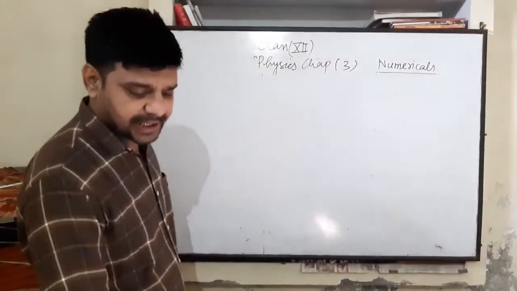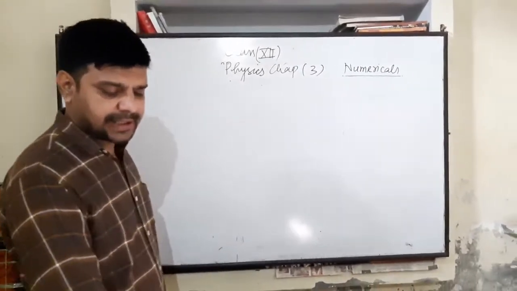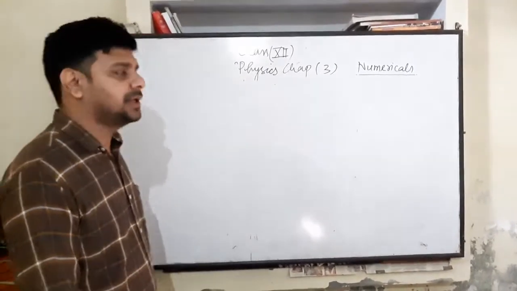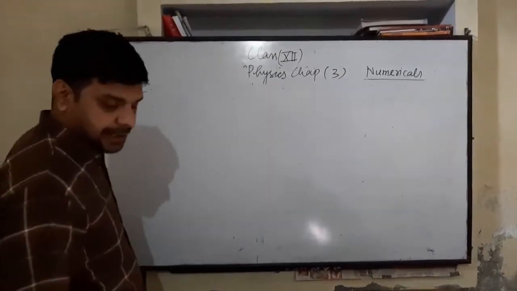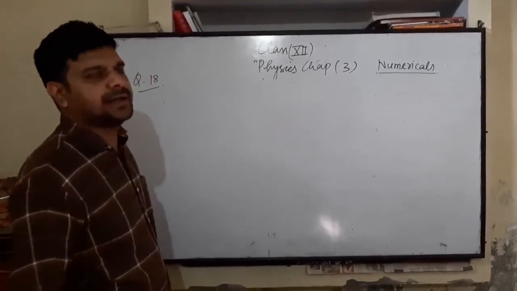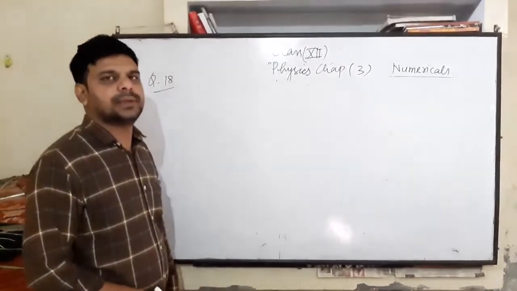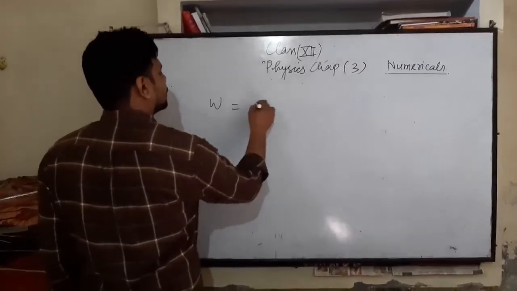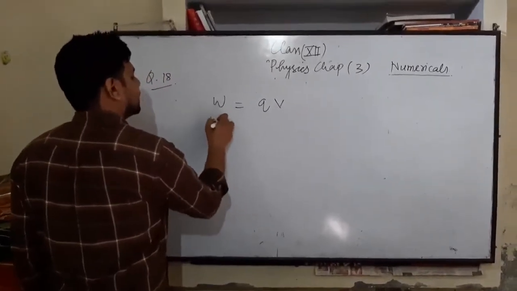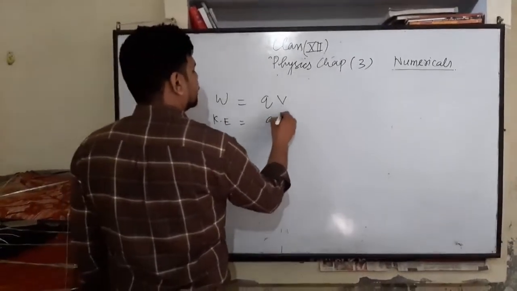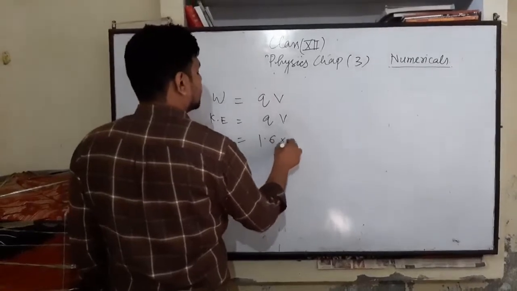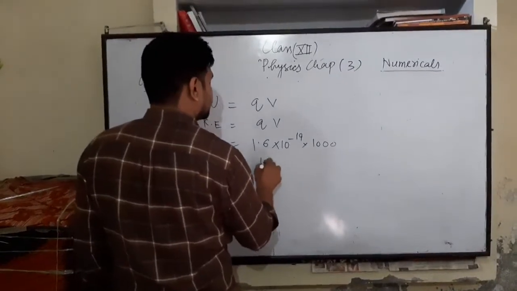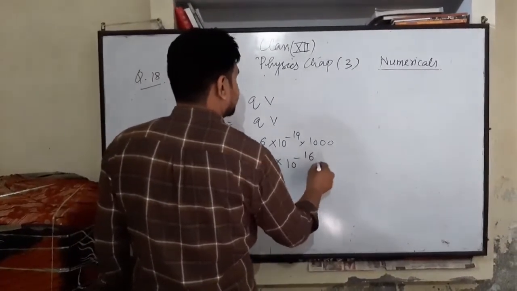Question number 18: how much kinetic energy is gained by an electron initially at rest when it is moved through a potential difference of 1000 volt? Give your answer in joule. The kinetic energy gained by a charged particle when it is accelerated through some electric potential is given by W is equal to QV, and this W is the kinetic energy. Q is minus 1.6 into 10 to the power minus 19 and V is 1000. So the kinetic energy is 1.6 into 10 to the power minus 16 joule.